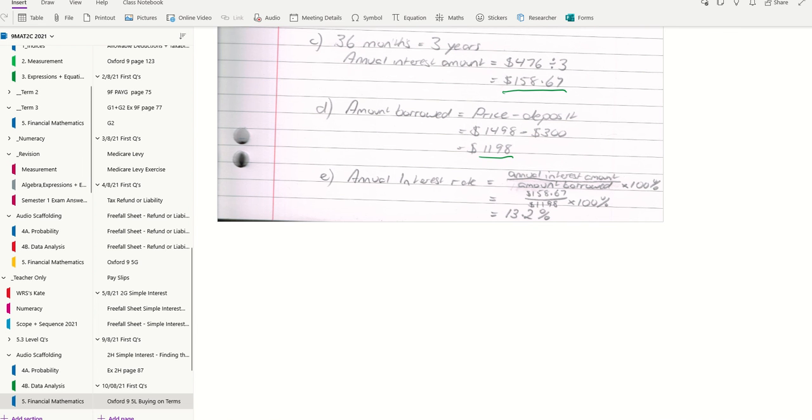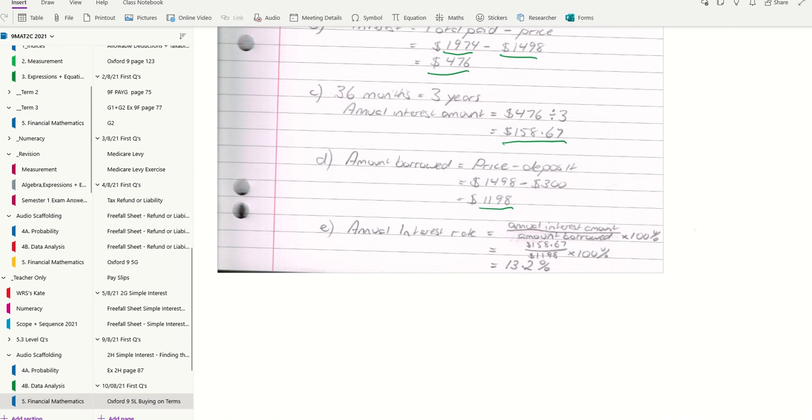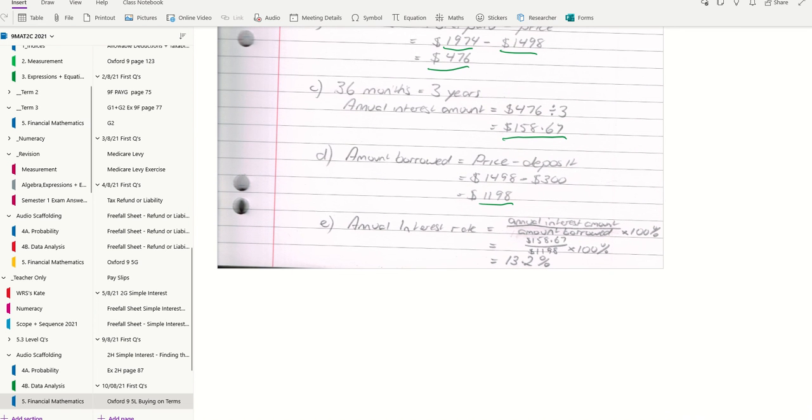So now it's asked us for our annual interest rate. So the annual interest rate is just the interest amount that we paid per year divided by the amount borrowed. So what we paid for the year was $158.67. The total amount we borrowed was $11.98. So it's that times 100% because what we're after here is a percentage of a quantity. What percentage is $158.67 of 11.98 per year. And so we put that in our calculator, times 100%, we get 13.2%.